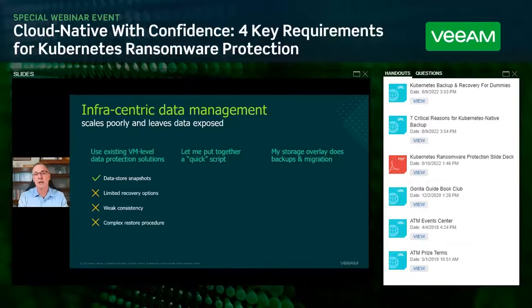But if I'm protecting using VMware specific tools, yes, I can protect my data stores. But if I've got different components of the application that are running maybe on cloud services or that are running on physical servers, a VM level solution is not going to protect those.